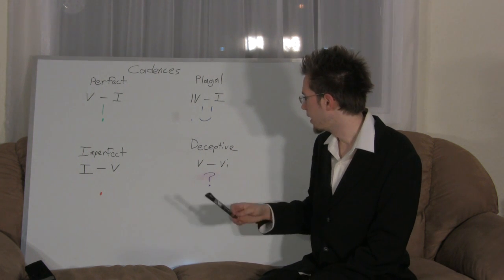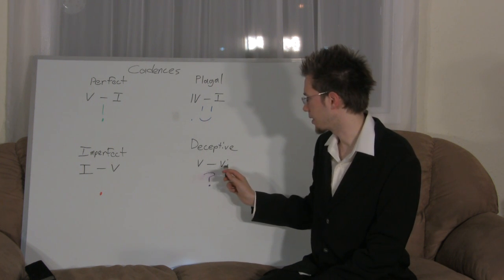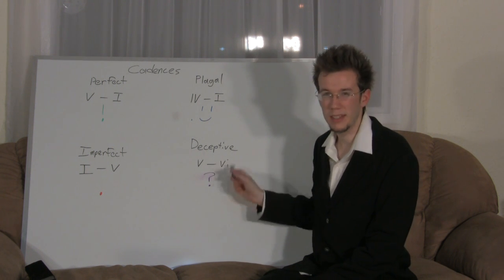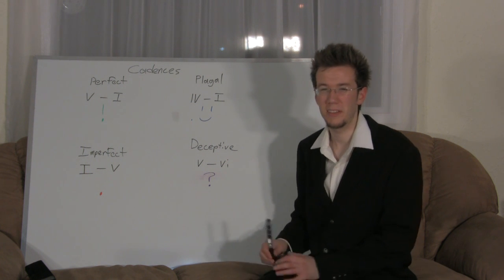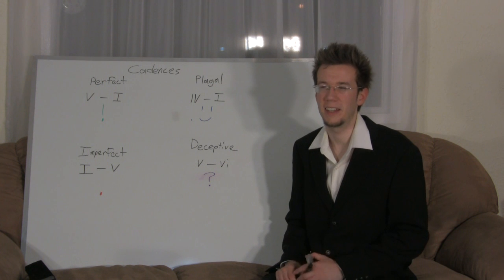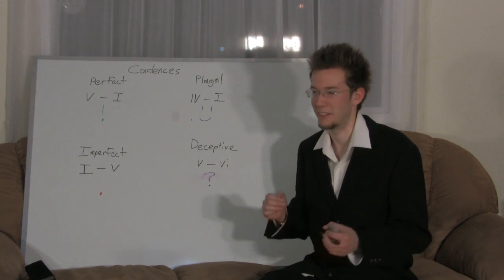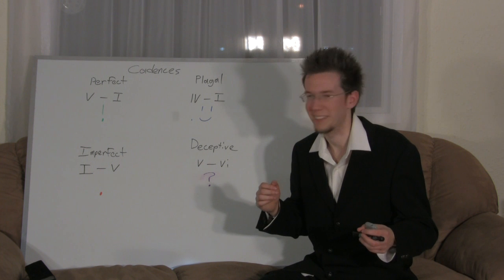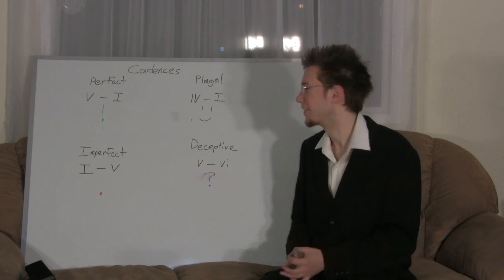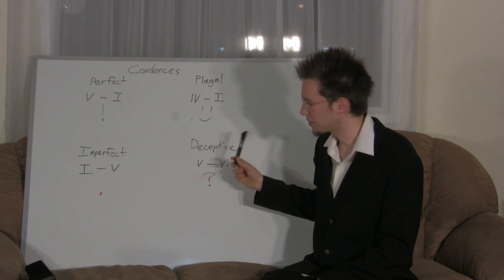Now, deceptive is kind of in its own category. It's 5 to 6. And it's sort of like a question, but I think of it more like a mysterious question. It's kind of like, in Clue, when they ask, "Was it Colonel Mustard in the kitchen with the wrench?" Dun dun dun dun dun. So yeah, that's deceptive, sort of.